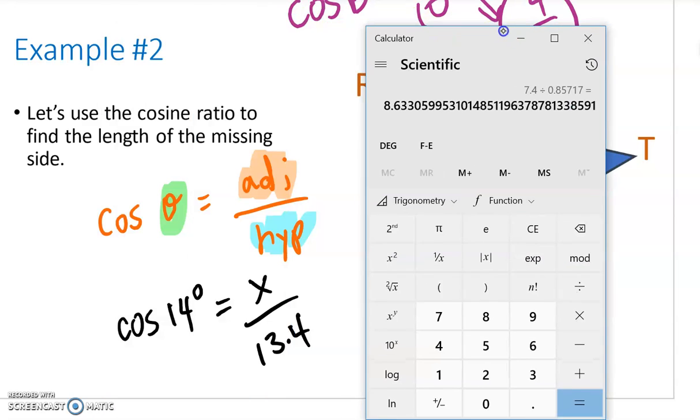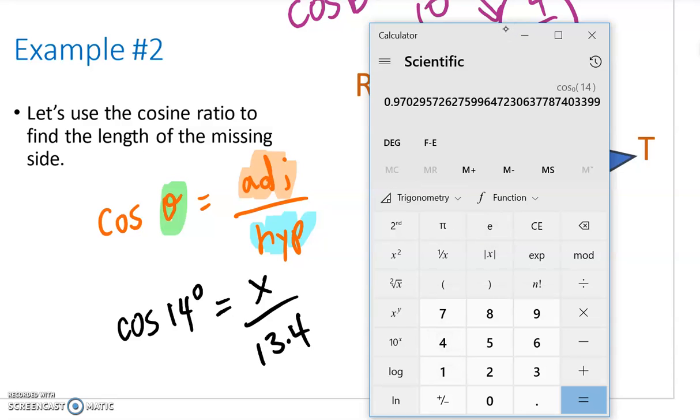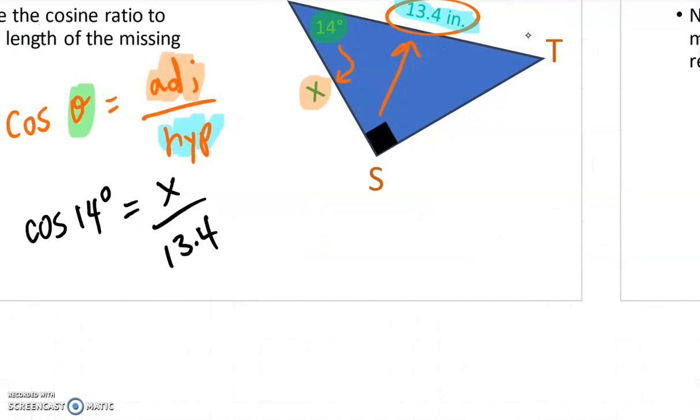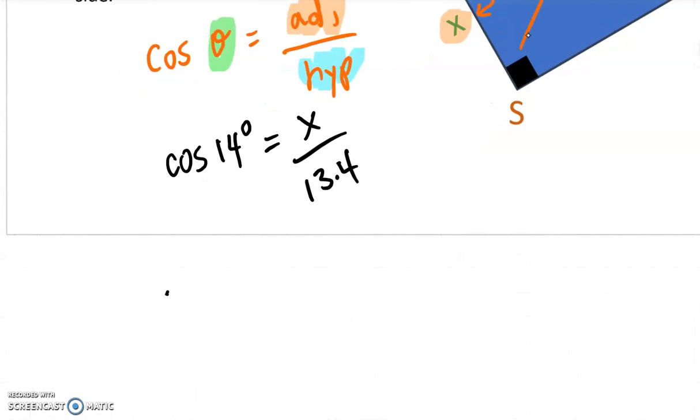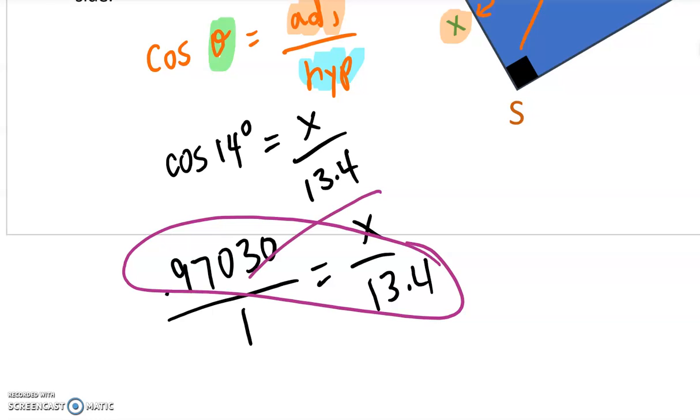Let's figure out what the decimal ratio is for cosine 14. I get 0.97030, if I'm rounding correctly. I'm going to put that over 1, and that's equal to x over 13.4. And then I'm going to solve by cross multiplying.